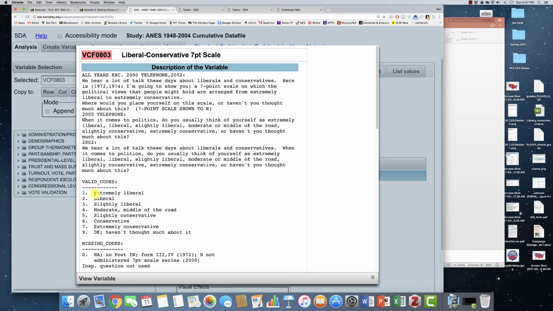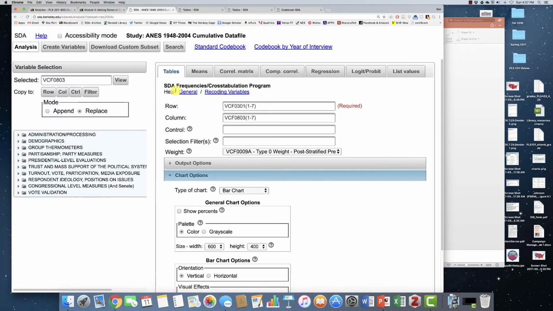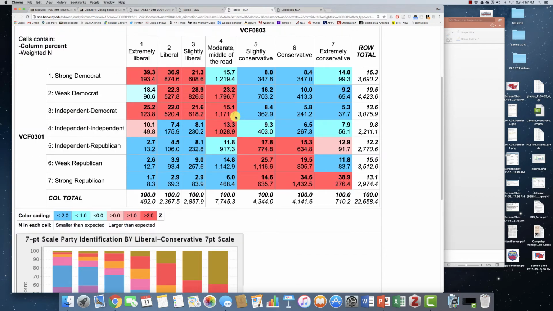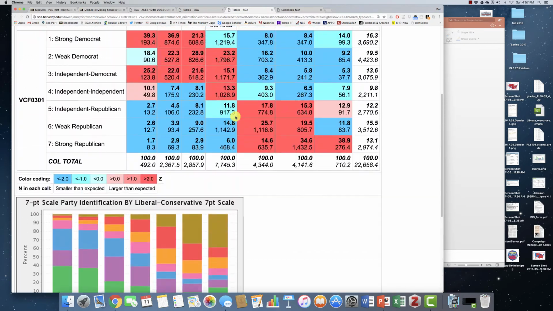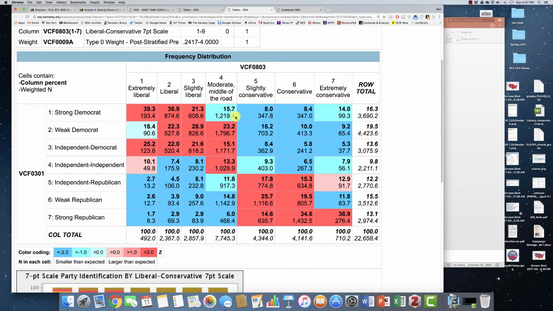And so this is ideology. So extremely liberal to extremely conservative, 1 through 7, just like the party ID variable that we have. But the great thing here is that these are categorical variables. These are variables that go 1 through 7. They're categories. And so this is a perfect use of our gamma test. So I've done this already. And the first thing I did was, this is just a simple output that SDA gives you.